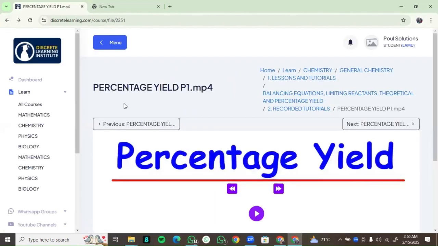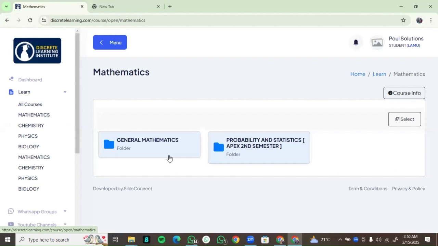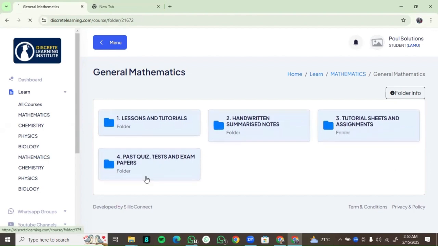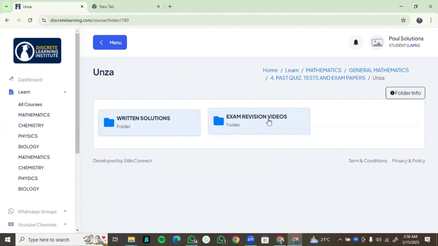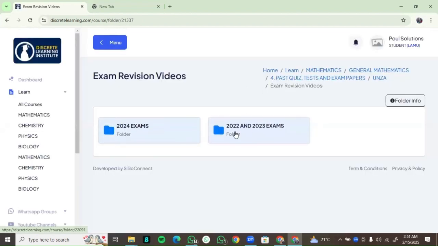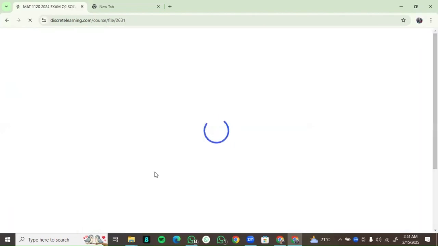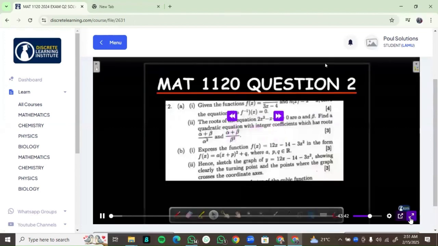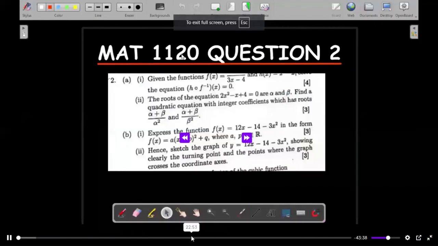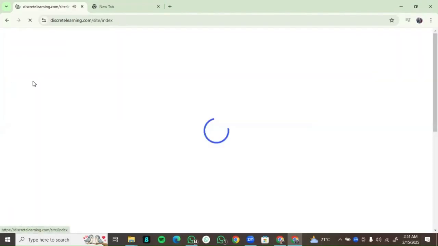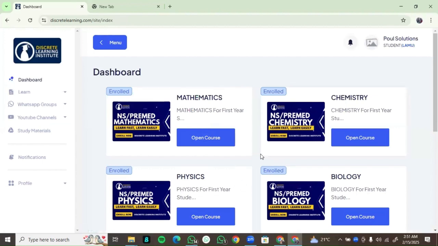Even in math, you're going to find the same arrangement. If you go to general math, lessons handwritten, tutorial sheets, just like that. You can even go to past papers. Here you go to UNZA, exam video solutions. Here we have for the 2022 and 2023 exams. Here we have for the 2024. You open, you're going to see all those videos. You can play any video. You can watch and then you can go back to your dashboard here. So that's basically how to use this website.